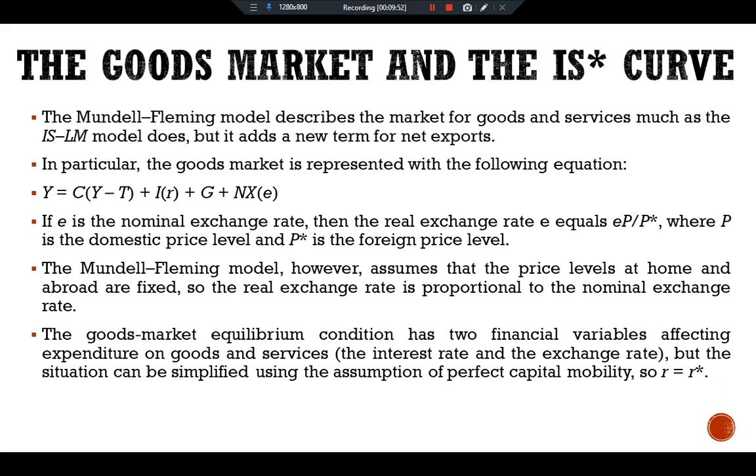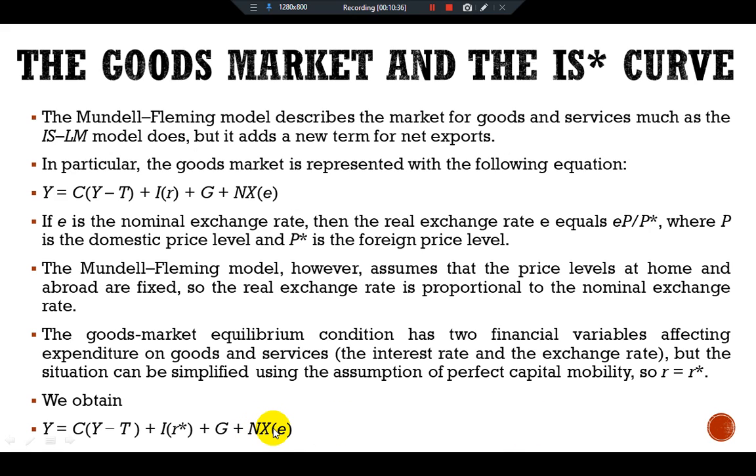Then the goods market equilibrium condition has two financial variables affecting expenditure on goods and services, the interest rate and the exchange rate. But the situation can be simplified using the assumption of perfect capital mobility. So we have r equals r star. From this we can obtain our main equation, that is Y equals C(Y minus T) plus I(r star) plus G plus NX(e). Let's call this the IS star equation.